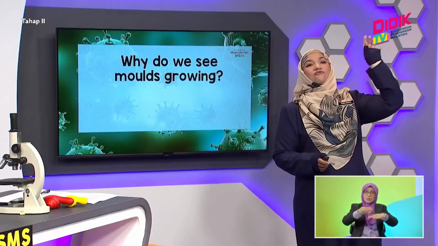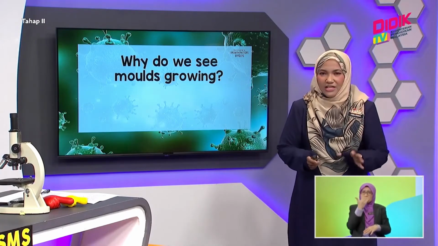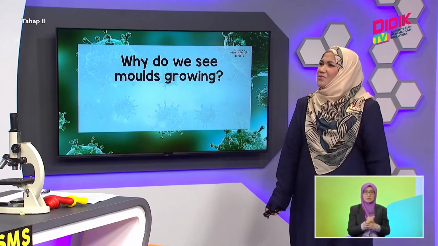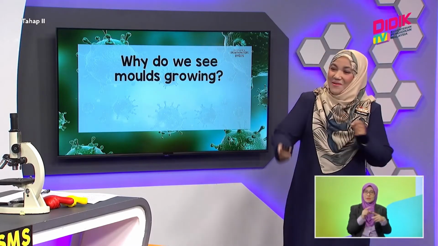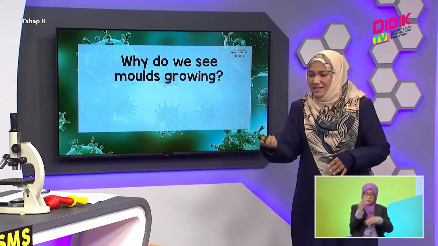Also see it on leather items, teacher. Yes, leather items and also ceilings which have water on it. So why do these microorganisms grow? Wait, I thought microorganisms cannot be seen with our naked eyes. So how come we can see it growing on the mango, on the ceiling, on the leather products?